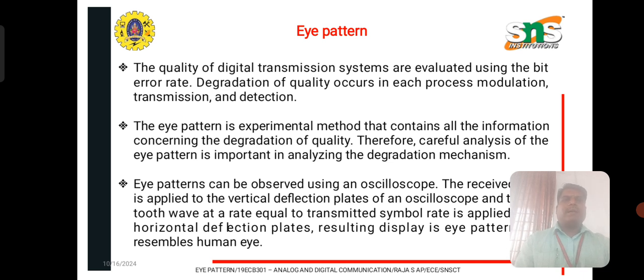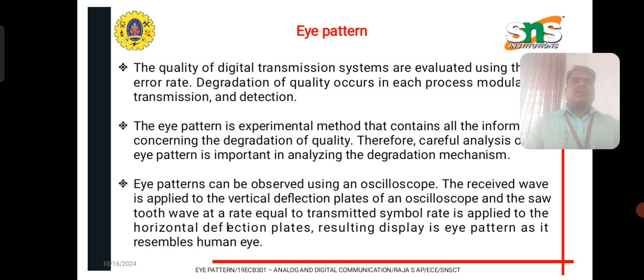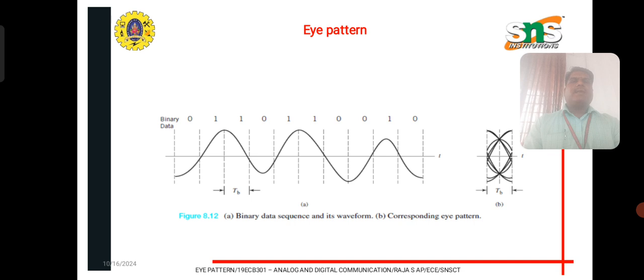Eye patterns can be observed using an oscilloscope. The received wave is applied to the vertical deflection plates of an oscilloscope, and a sawtooth wave at a rate equal to the transmitted symbol rate is applied to the horizontal deflection plates. The resulting display is the eye pattern, as it resembles a human eye. So both the 1s and 0s are transmitted in a CRO.